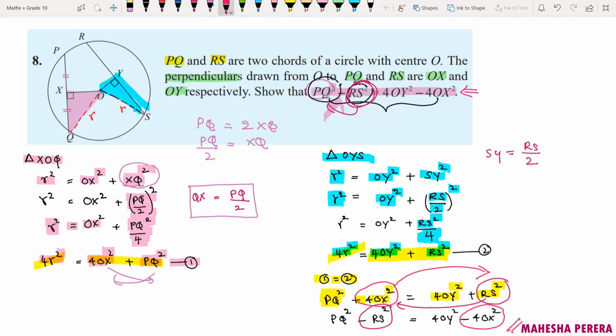Okay, then hope you understood about the theorem and the converse theorem related to chords of circles and their applications, and proving riders using these theorems.